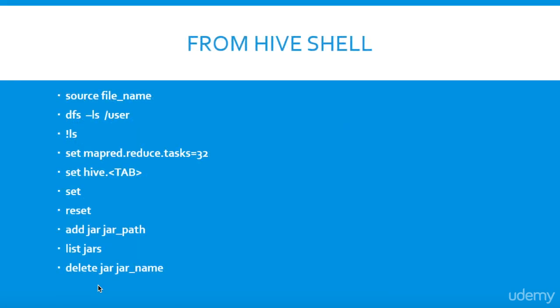Hive provides a lot of capabilities when you are in the Hive shell. You can run a script within the Hive shell using the source command as shown here in the example. You can list files from HDFS using the dfs command. If you want to list files from the home directory, you can run the ls command. You can use the set command for configuration variables. You can run the set hive.tab command for auto completion in the Hive shell. One can reset all variables using the reset command within the Hive shell. You can add jars, list jars, delete jars from the Hive shell.